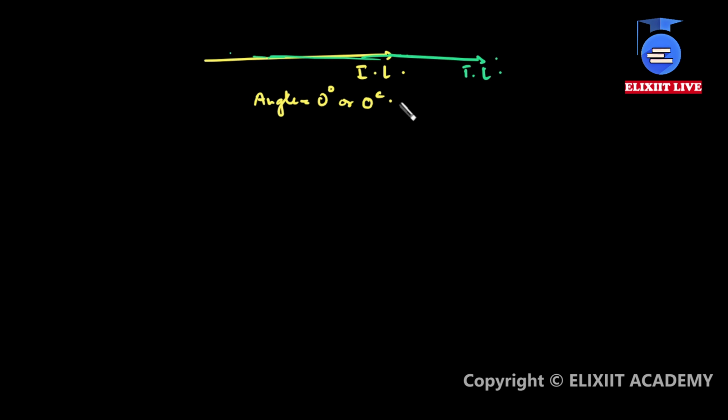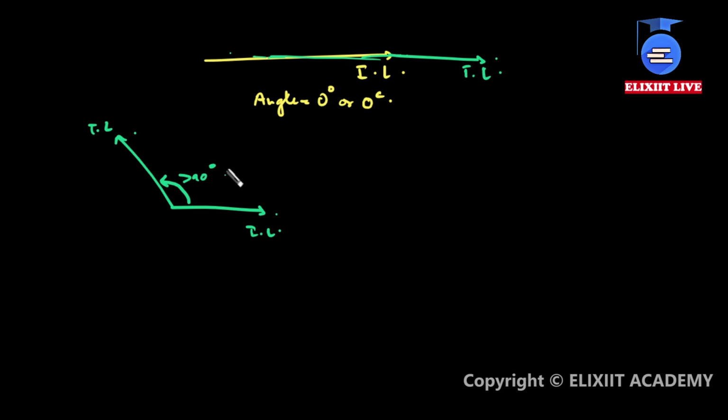Angles can be more than 90 degrees also, which you will study in this chapter. Up to 90 degrees, you have studied at school level, in your 10th level basically. But angles can be more than 90 also. If you consider this way, this is your initial line and this is your terminal line. So this particular angle, which we are considering anti-clockwise, is obviously more than 90 degrees, isn't it?